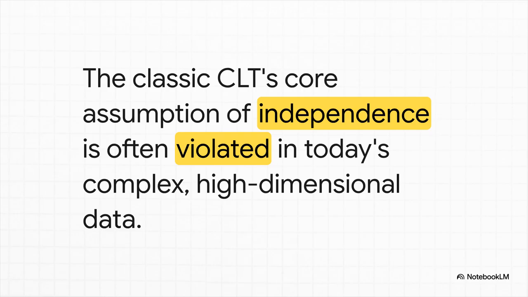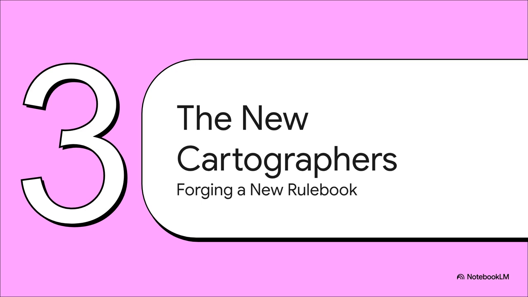And when you try to apply that old map to this new, complex terrain, well, you get lost. You end up with flawed conclusions. And this is where our new cartographers, the researchers behind this paper, come into the story. They saw that everyone was getting lost, and they decided to do something about it. They set out to forge a totally new rulebook, a new set of maps designed for the territory we actually live in today.